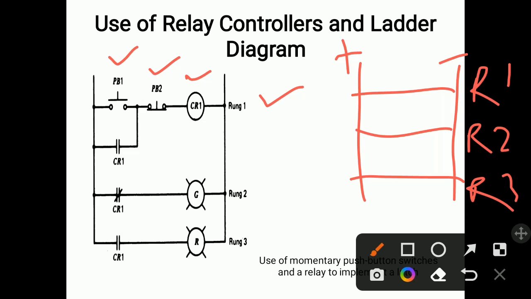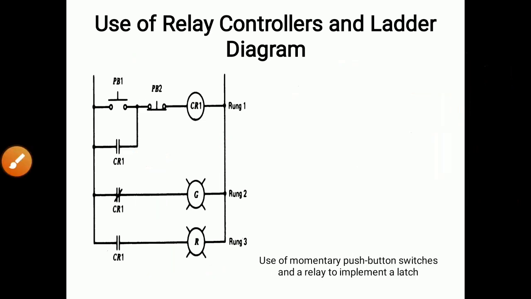So relay coil CR1. Related to this relay coil, there are contacts. This is the first contact, relay contact 1. This is also a contact related to the relay coil. This is CR1 and this is CR1. We can take contacts either normally open or normally closed. And we have used lights here, green light, red light. So like this, the ladder diagram is shown over here.